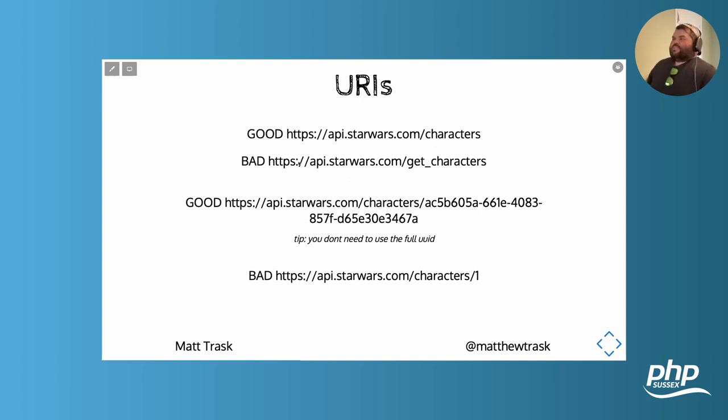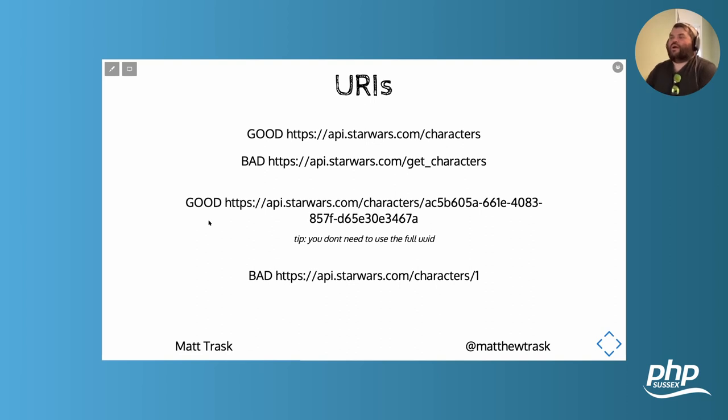But so some good ones and some bad ones here. So good, api.starwars.com/characters. Not so good one, get_characters. We want to rely on the HTTP verb. We want to get the underscore out of here. If you were going to do this, a hyphen would be much better.